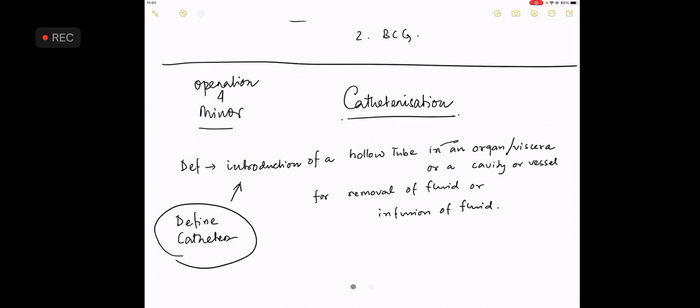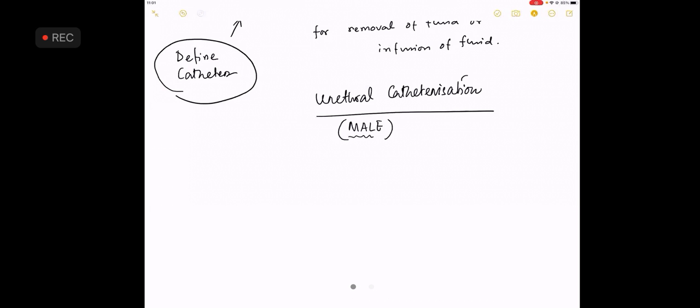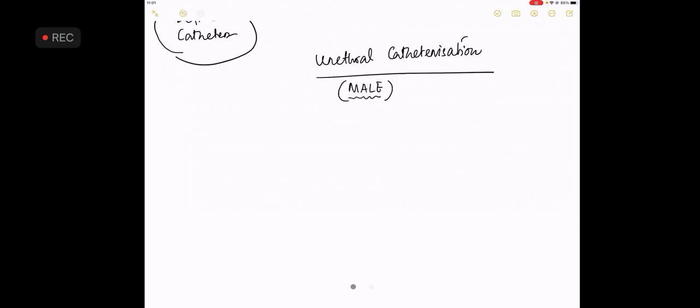Good. So if you have written the definition, let us come back to the steps of urethral catheterization. Now, when we talk about urethral catheterization, technically we talk about male urethral catheterization. To remember, step 1 is the consent from the patient, if the patient is awake. If the patient is not awake, you need to take a consent from the family members.